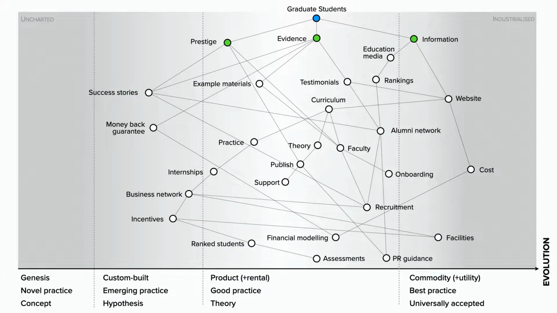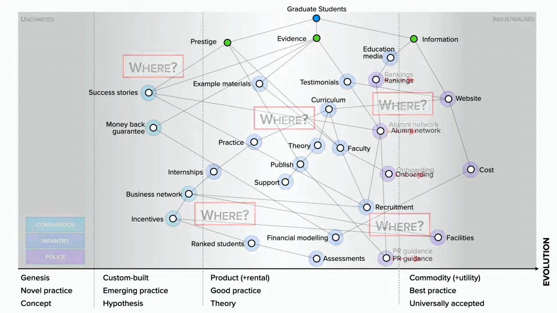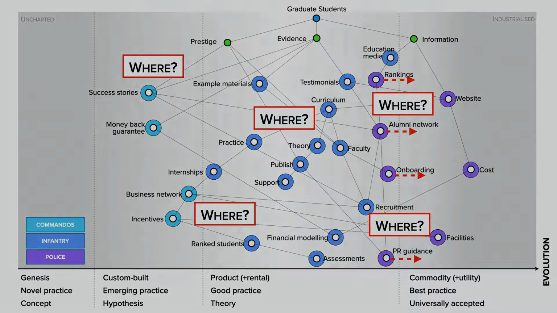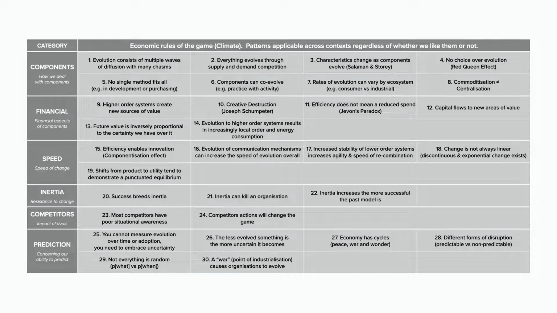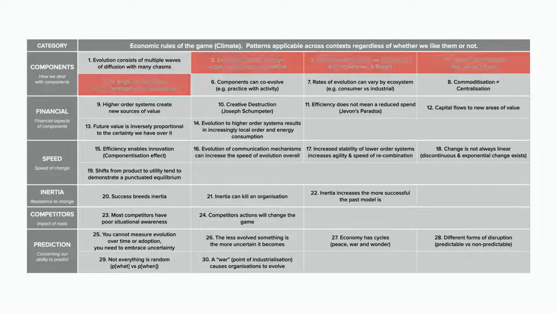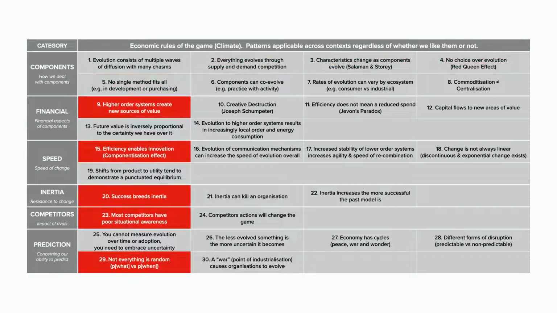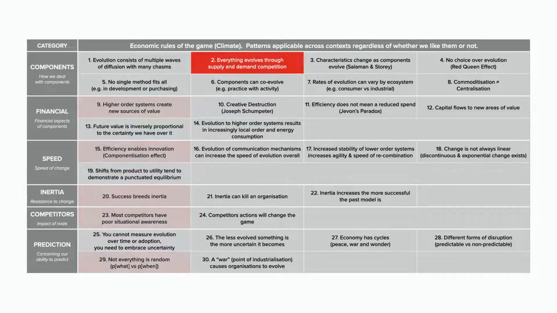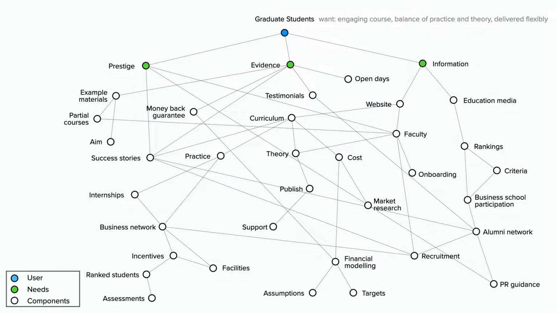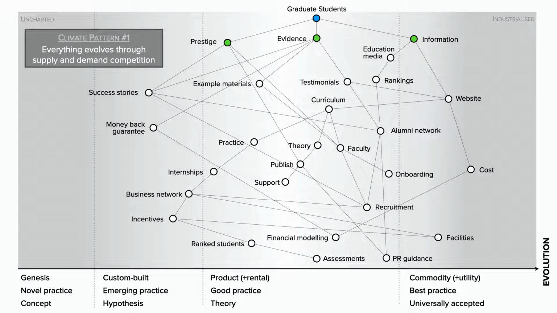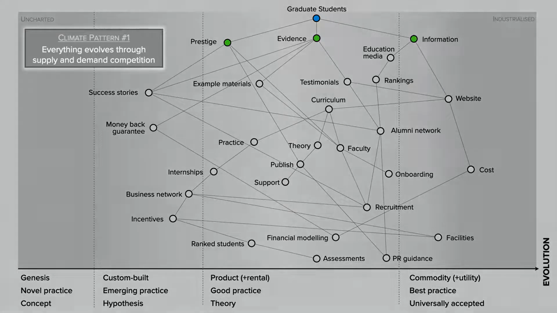We're going to anticipate how the landscape of business schools is changing and where our options for action are. We're going to take a look at 9 climate patterns. We'll take 4 patterns from the category about components and 1 each from the other categories. We've already used one of these in the previous video. There we took our value chains and turned them into a map by applying the first of our 9 climate patterns, which is that everything evolves through supply and demand competition.